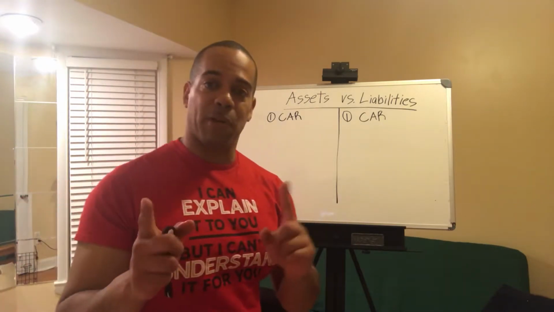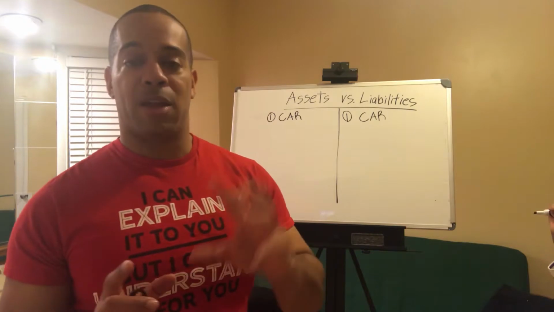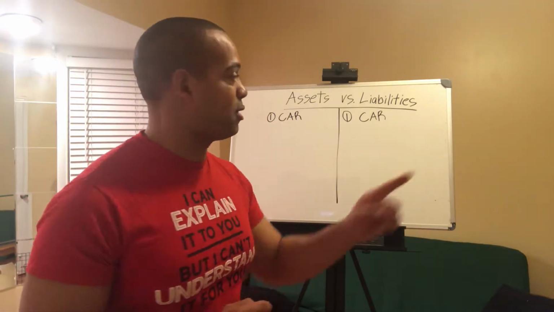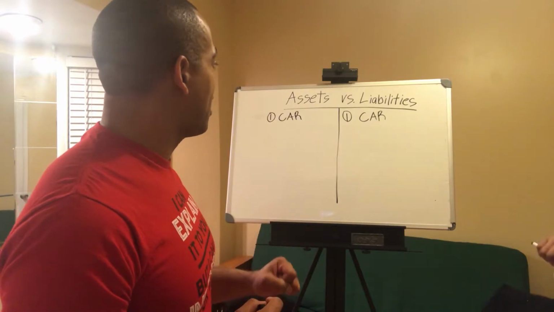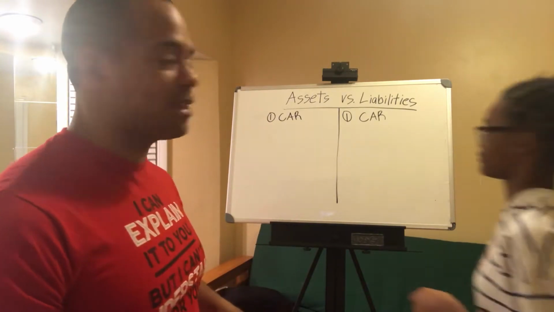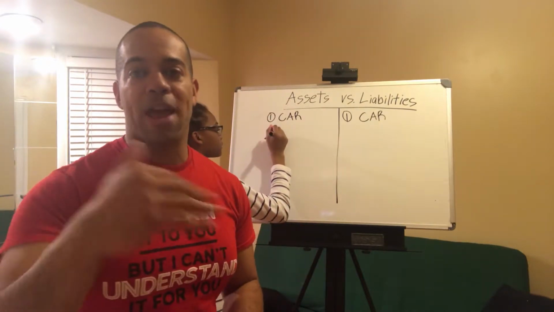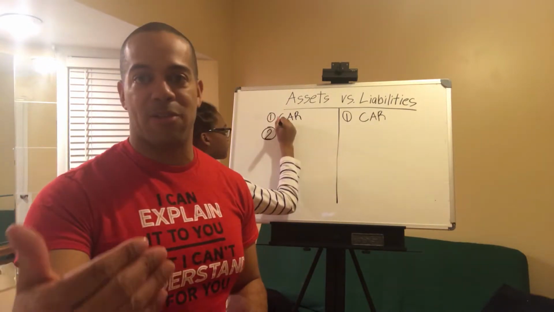Okay, so that's an example of how a car can be a liability or it can be an asset. Now let's look at something else. Let's write a house on the asset side. Now remember, an asset is anything that adds to your value, right?